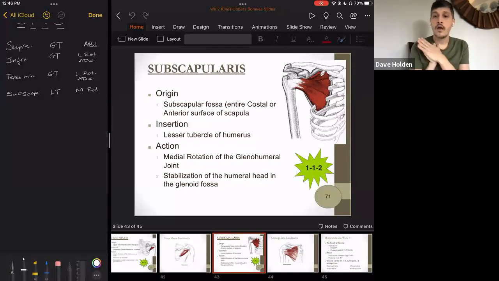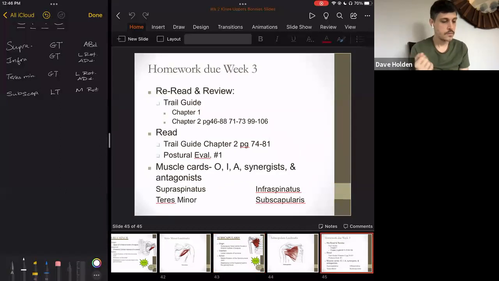Okay, those are all the muscles for this week, just the four. So this Thursday, this week in class, I need to see the muscle cards from last week. Deltoid, pec major, those muscle cards are what I want to see this week. Next week, we'll have another online lecture on Monday. Thursday, when we come into class, I want to see the rotator cuff muscle cards. Good stuff? Good stuff. Okay.